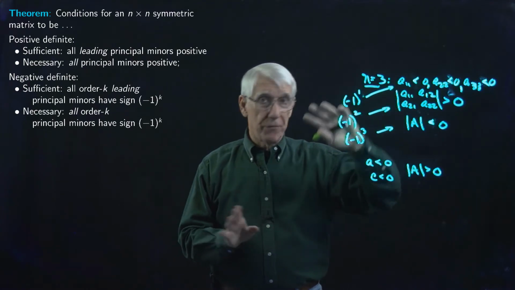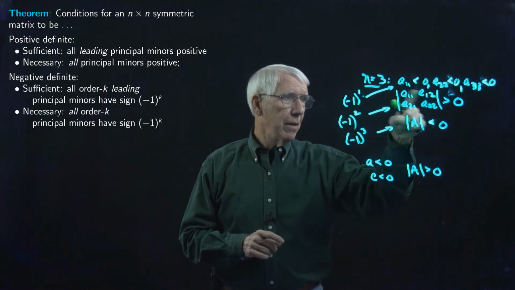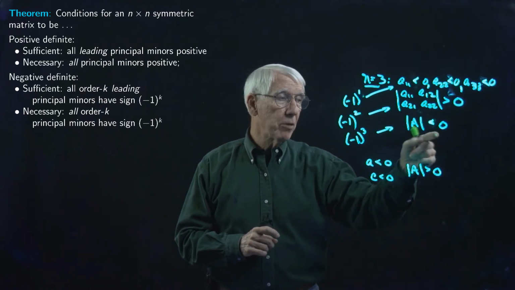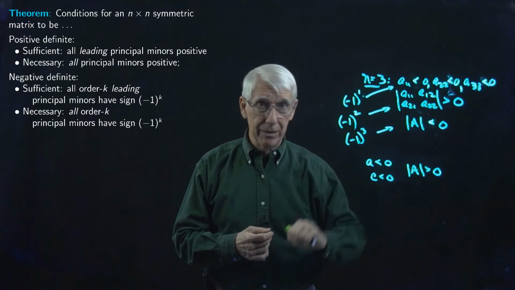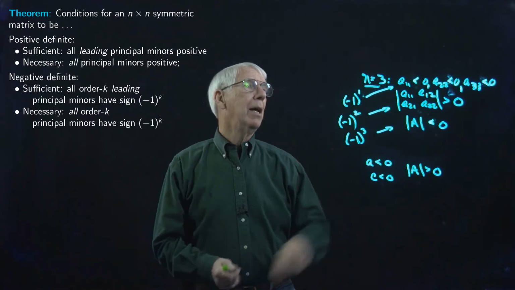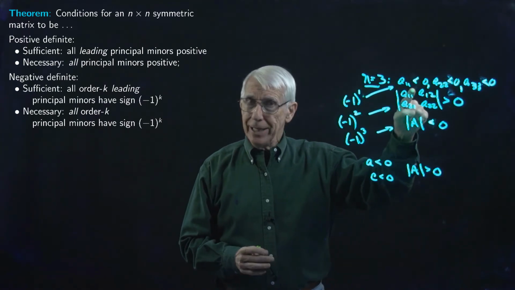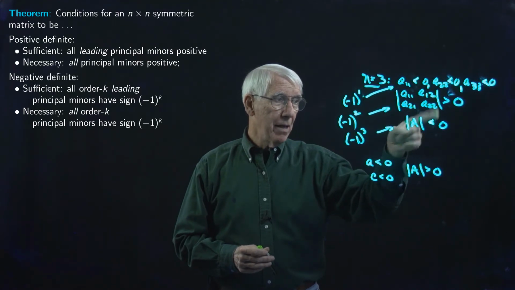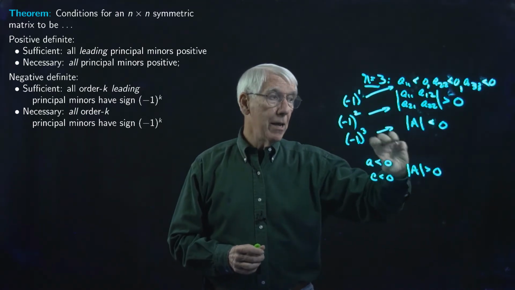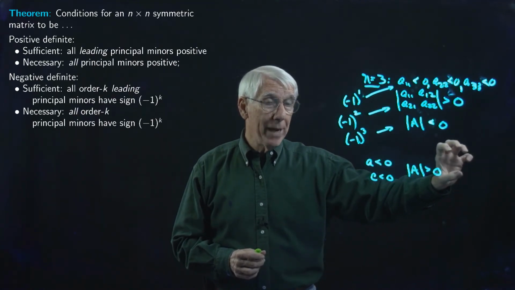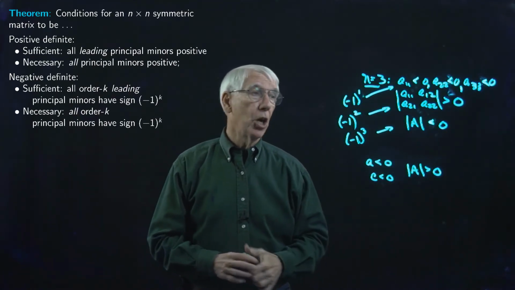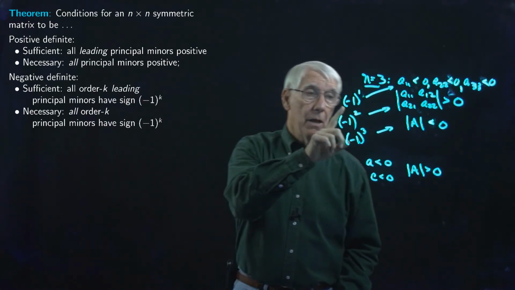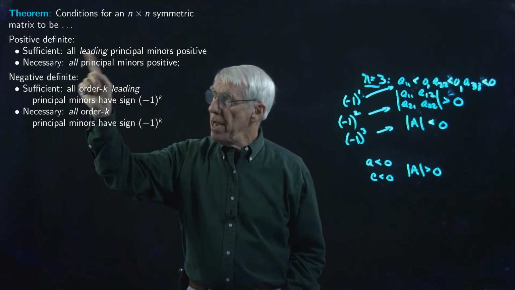So sufficient condition, A11 less than 0, this 2-by-2 leading principal minor greater than 0, the 3-by-3 leading principal minor, the determinant itself, negative. 4-by-4, A11 is going to have to be still negative because it's still order 1. This is still going to have to be positive. That's going to have to be negative, and the 4-by-4 determinant of the whole 4-by-4 matrix, that's going to have to be positive. So those are the sufficient conditions to guarantee that the quadratic form will be negative definite.